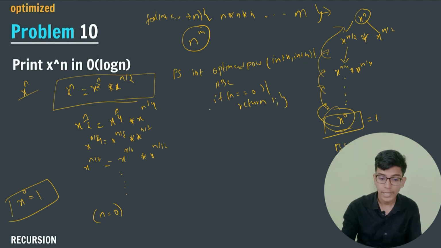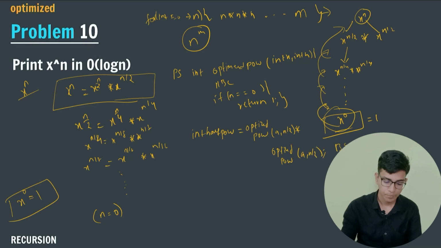After that I need to calculate the half power, right? So to calculate the half power I am creating int halfPower, which is equal to, I am calling my recursive function, that is optimizedPower(a, n/2) times optimizedPower(a, n/2). Right, after that, this is for my even number. Suppose let us take x to the power of 5. For that I need to calculate n by 2 plus 1.